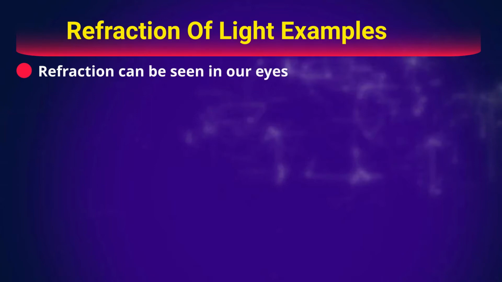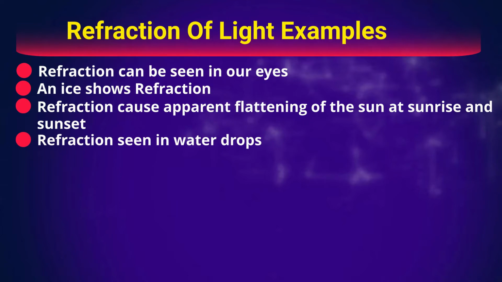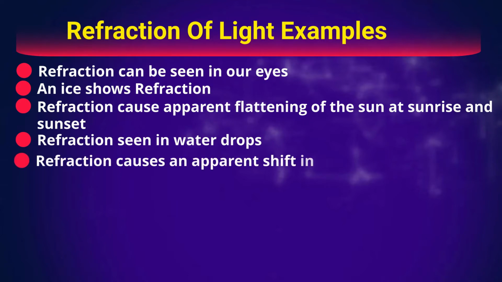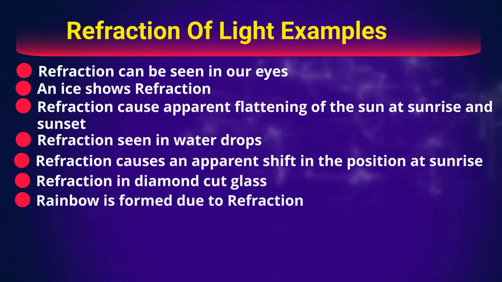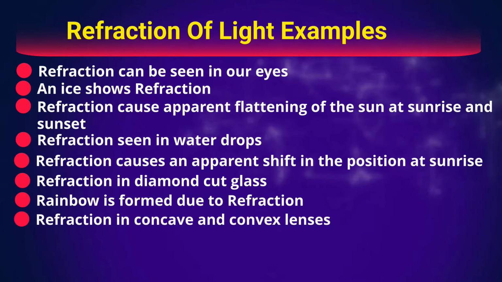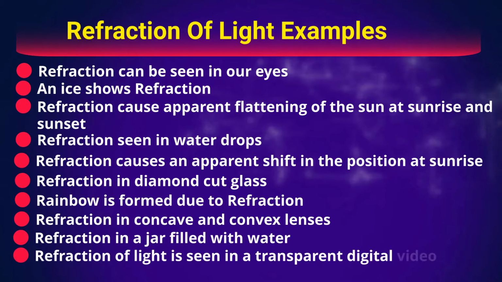Refraction can be seen in our eyes. An ice shows refraction. Refraction causes apparent flattening of the sun at sunrise and sunset. Refraction seen in water drops. Refraction causes an apparent shift in the position at sunrise. Refraction in diamond-cut glass. Rainbow is formed due to refraction. Refraction in concave and convex lenses. Refraction in a jar filled with water. Refraction of light is seen in a transparent digital video disc.